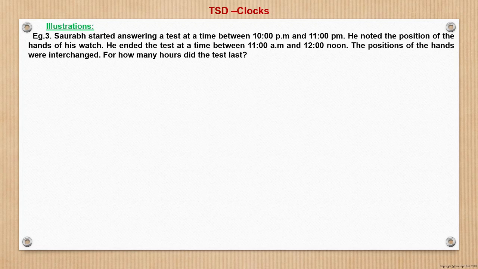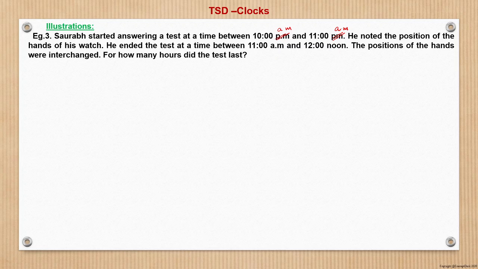test at a time between 10 p.m. and 11 p.m. He noted the position of the hands of his watch. He ended the test at a time between 11 a.m. and 12 noon. The positions of the hands were interchanged. For how long did the test last? I think it should not be p.m. here, it should be a.m. A correction here in the question. Otherwise, the test is going to be too long.